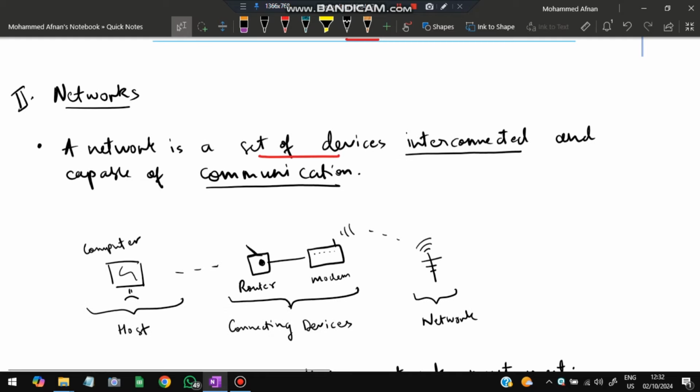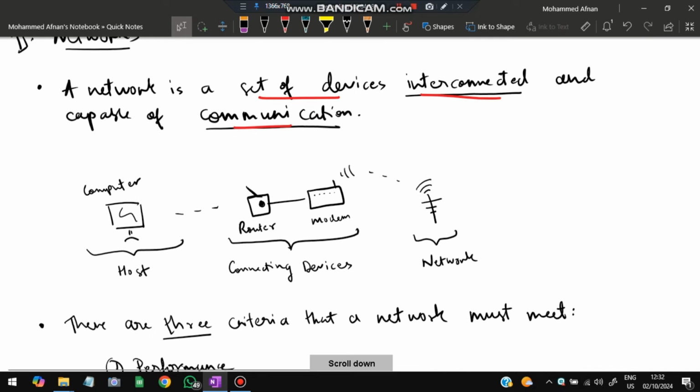It is a set of devices that are interconnected and capable of communication. If a couple of devices interconnect with each other so that we can transfer the data in between them, that is called a network. So in a network, you need to remember 3 things. There is a network, there is a connecting device, and there is a host.